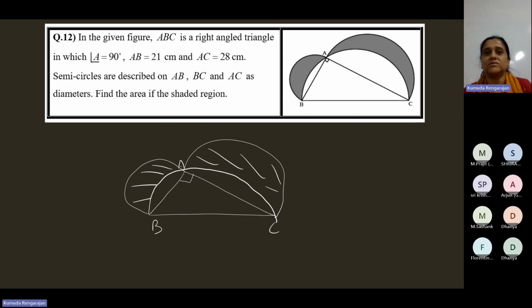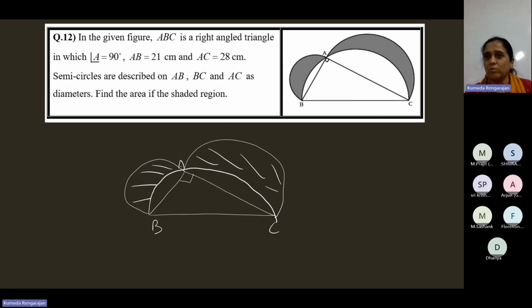So the idea here is area of the triangle plus area of semicircle plus area of another semicircle minus the area of the biggest semicircle will be the area of the shaded region. So now the formula to find the area of the triangle is half base into height. Semicircle's area is pi r square by 2. But r is different everywhere. That's what I told you.